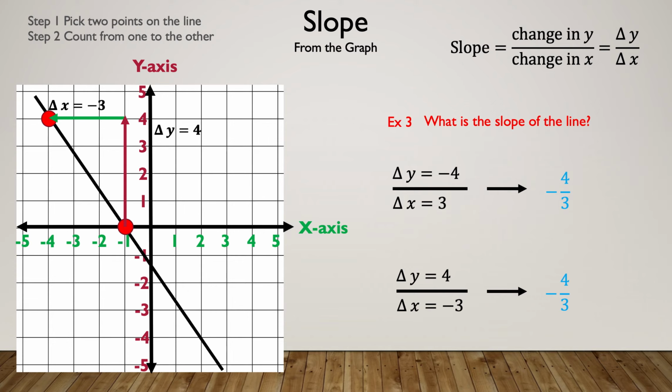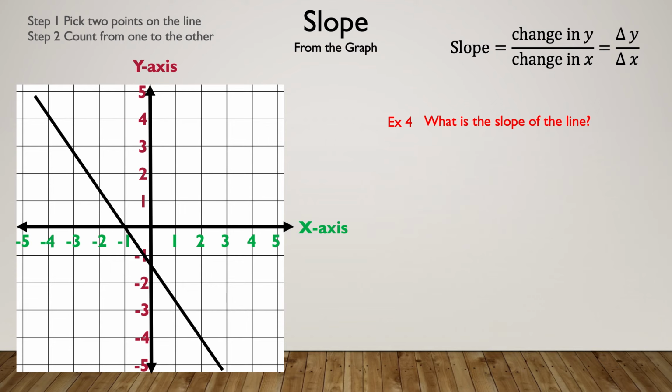Now let's take a look at the last example. In this case, what is the slope of the line? Some of you may have noticed it's the same line, but this time we're going to go further apart just to see what happens. So now in this case, we're going to go down 8 spaces. So that means our number is negative. So we have a delta y is equal to negative 8.